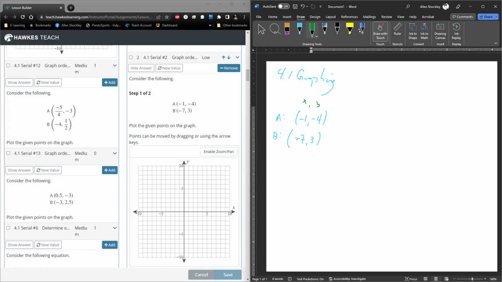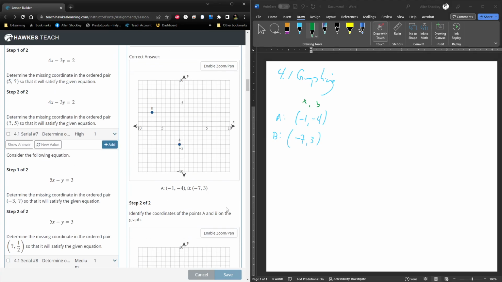For B at negative 7, 3, again, this is my x coordinate first, so I'm going to move 7 to the left. So here's negative 5, negative 6, negative 7, and then it's a positive 3. So this time I'm going to go up 1, 2, 3. So I should have a point here, I think it was right here, which is what I have. Negative 1, negative 4, negative 7, positive 3, A and B.